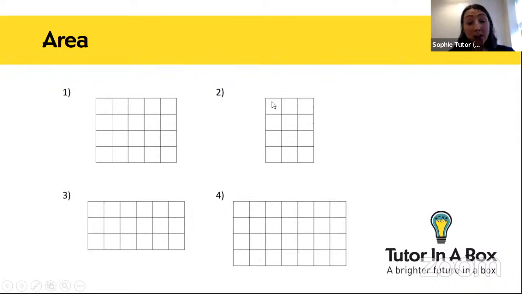Number 2 was 12. Again, we had 3 along and 4 down, or we could have counted up all the individual squares. Number 3, we had 6 along and 3 down. So the area of number 3 was 18 centimeters squared. And finally, number 4, the one at the bottom, we had 7 going along and 4 down. So the answer there was 28 centimeters squared.